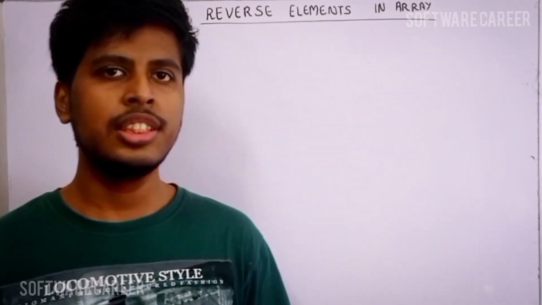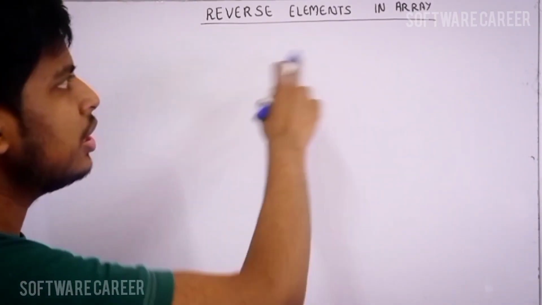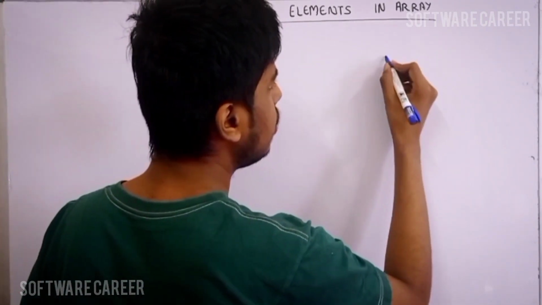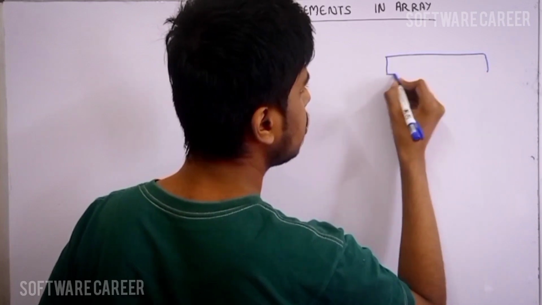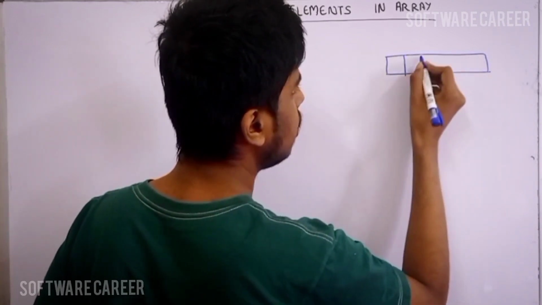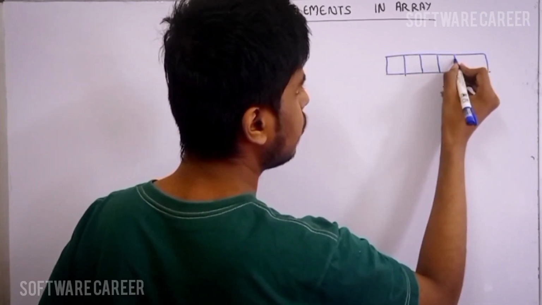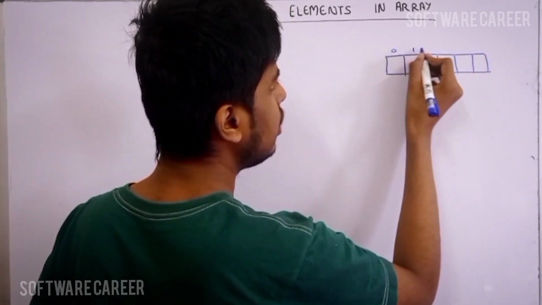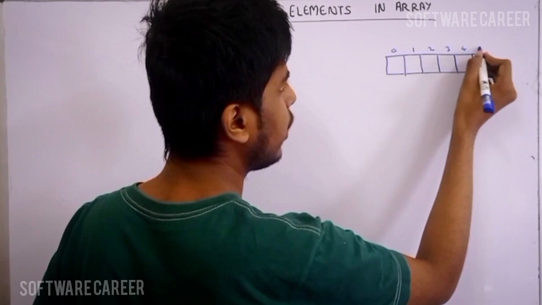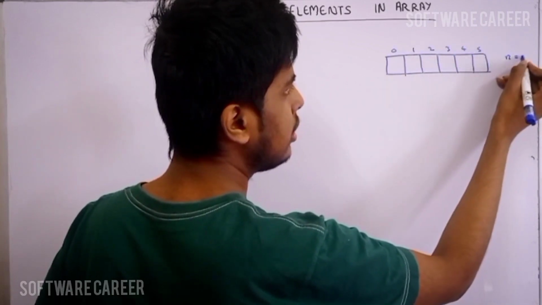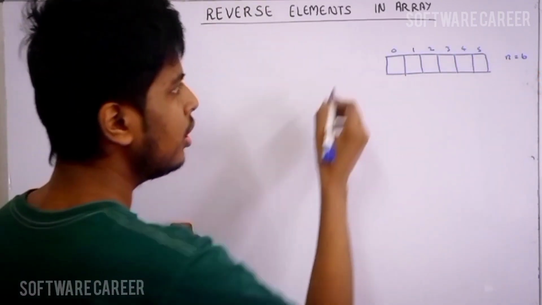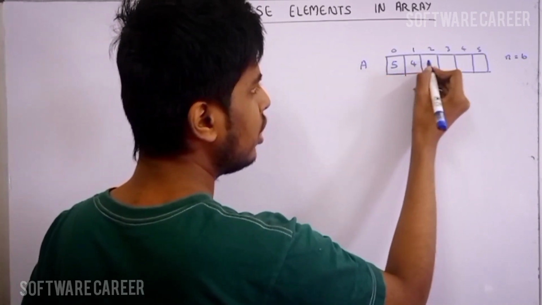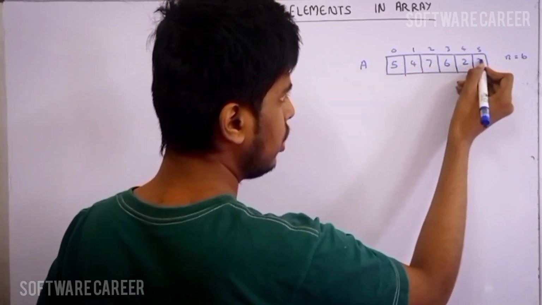Hello everyone. In this video I am going to teach you how to reverse an element in an array. Suppose I have an array of size 6: 1, 2, 3, 4, 5, 6. The indices are 0, 1, 2, 3, 4, 5. N is 6 because the size is 6. Now, this array is A, and it has the elements 5, 4, 7, 6, 2, 3.